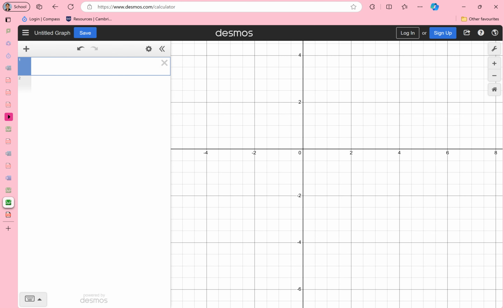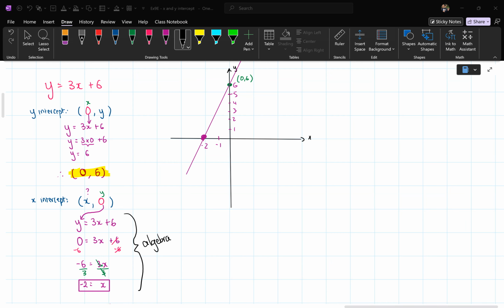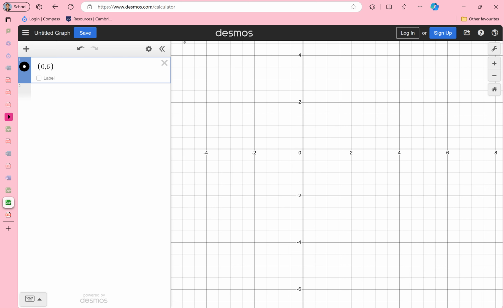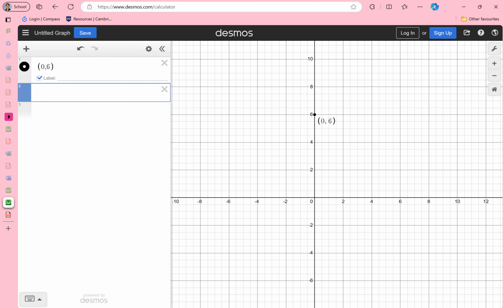The two points you figured out were at 0, 6. Right, so here we go. I'll label it 0, 6. I'm going to zoom out. There's 0, 6. And the other one was -2, 0, right?